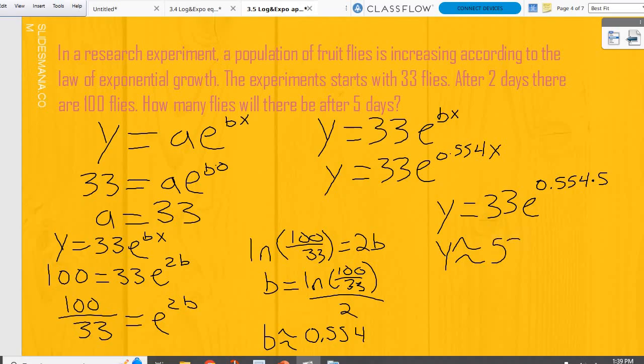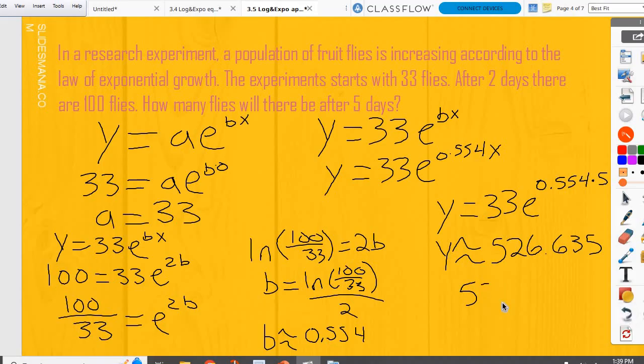526.635. Now what's our unit here? Flies. Do I want 0.635 flies? Probably not. So we are going to go ahead and round to the nearest whole fly. So we would get 527 flies. I guess you technically have part of a fly, but we don't really want to deal with that. So, what questions do we have there?